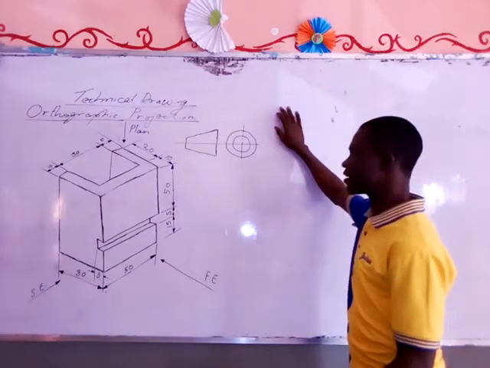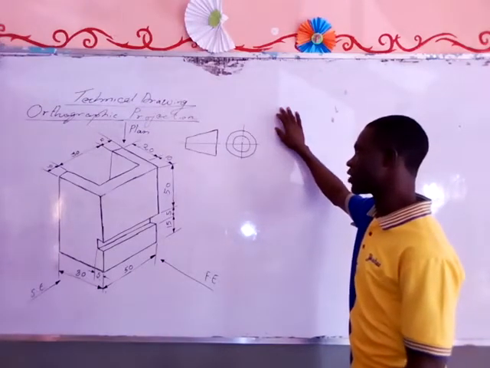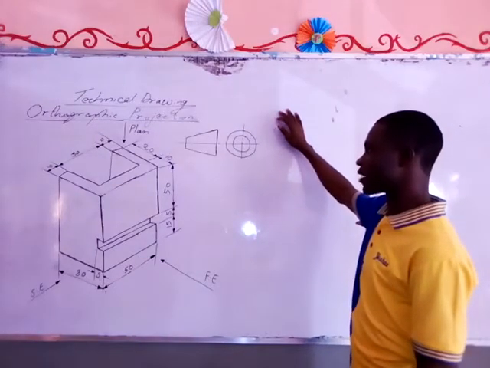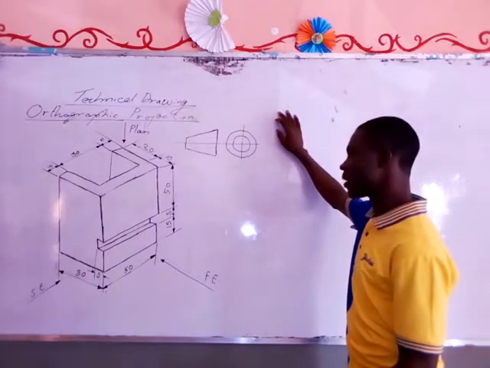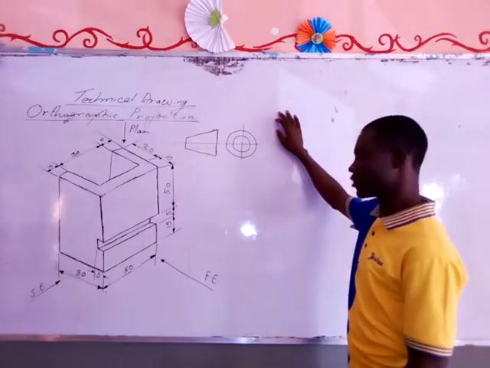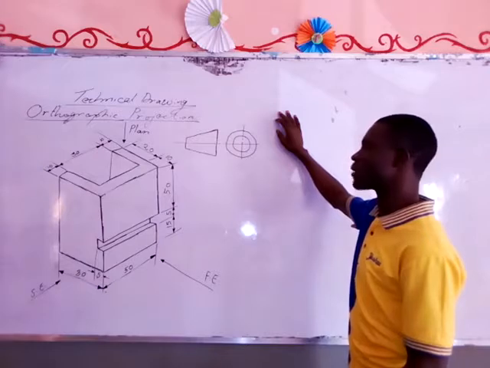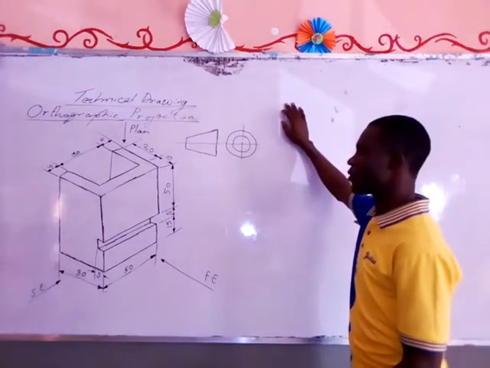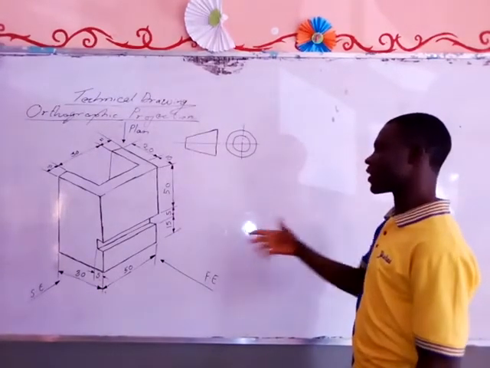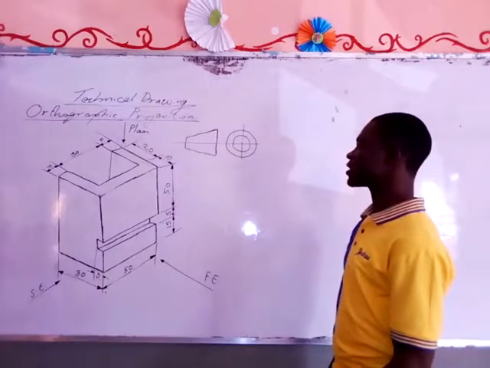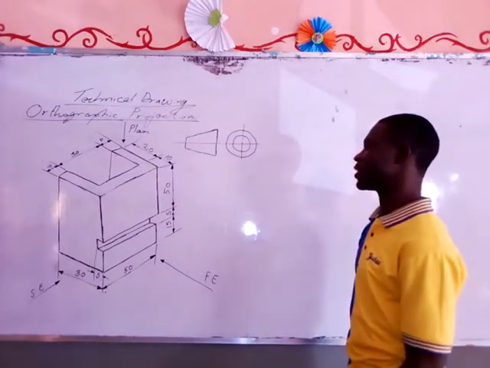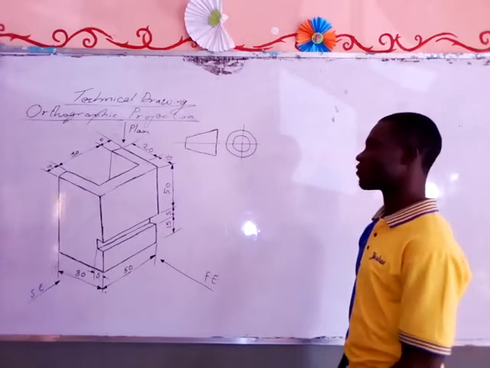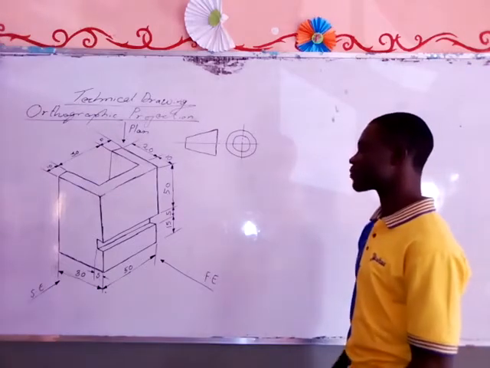So you have seen the first video that I made on orthographic projection. So you have understood what I mean by first angle projection. As I said, we have two types of orthographic projection: the first angle projection and the third angle projection. What differentiates the first angle projection from the third angle projection is the placement of the views.